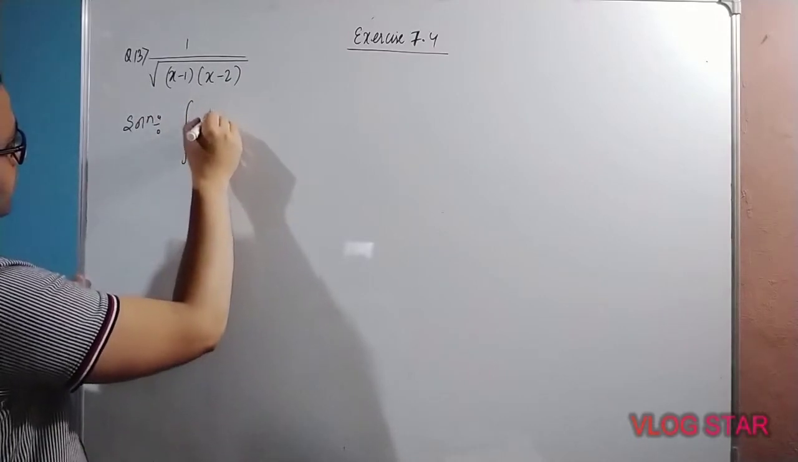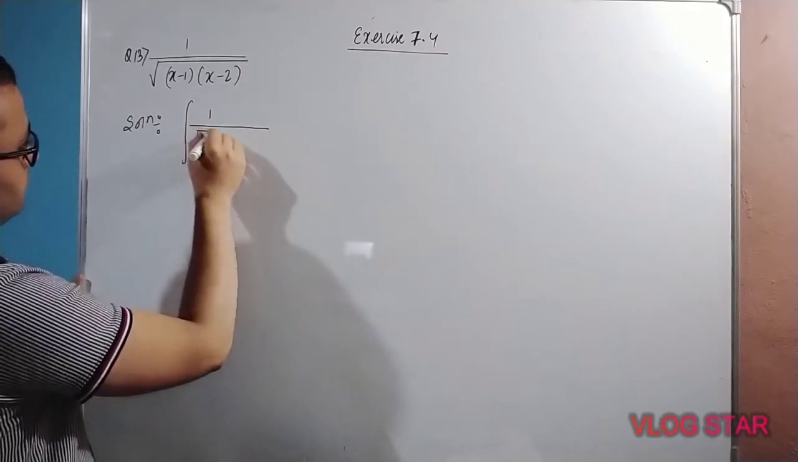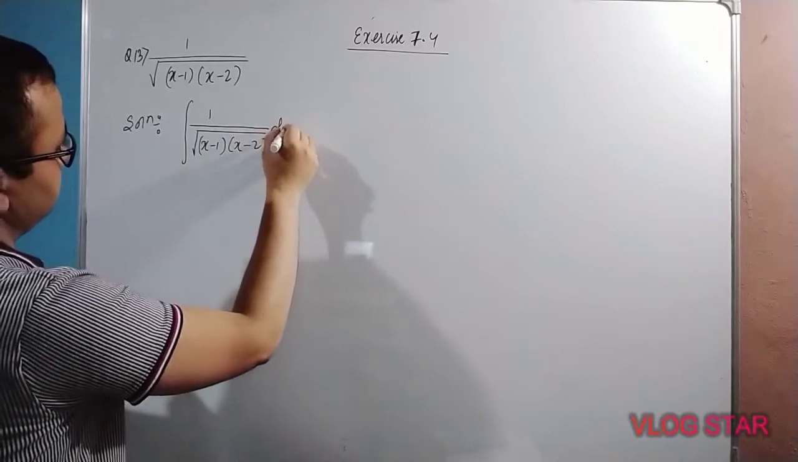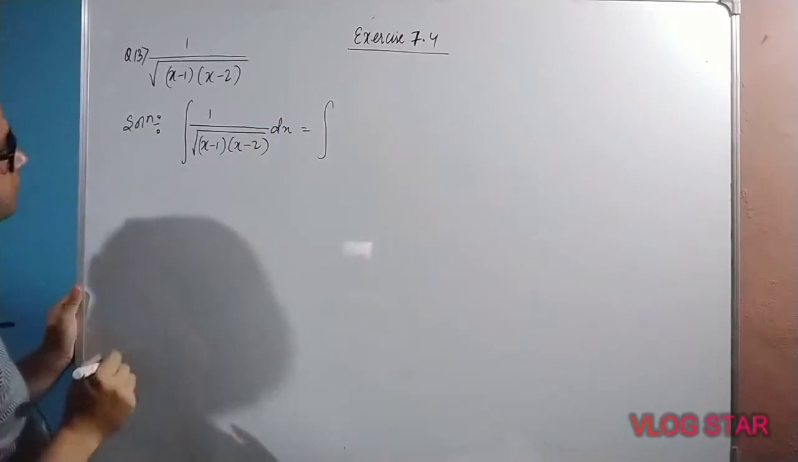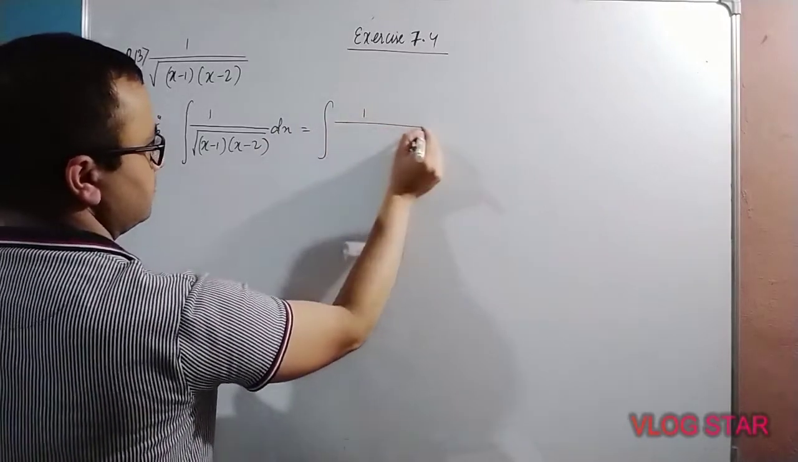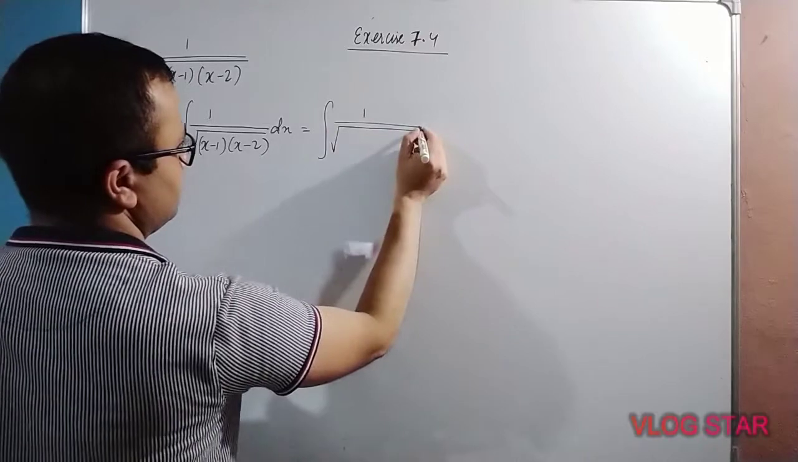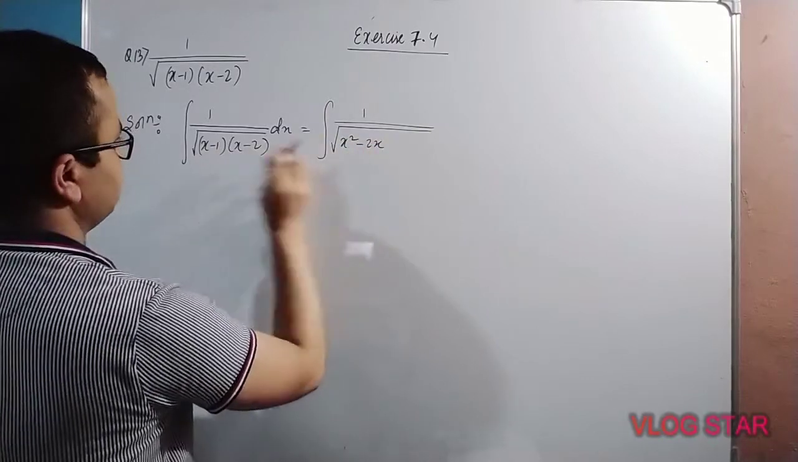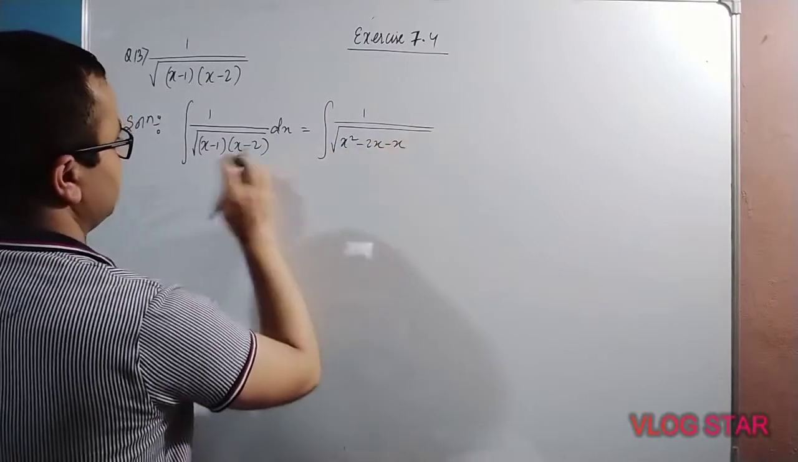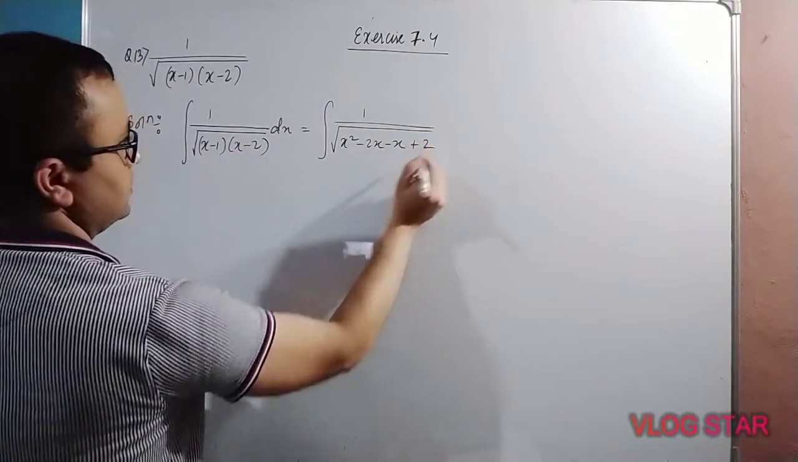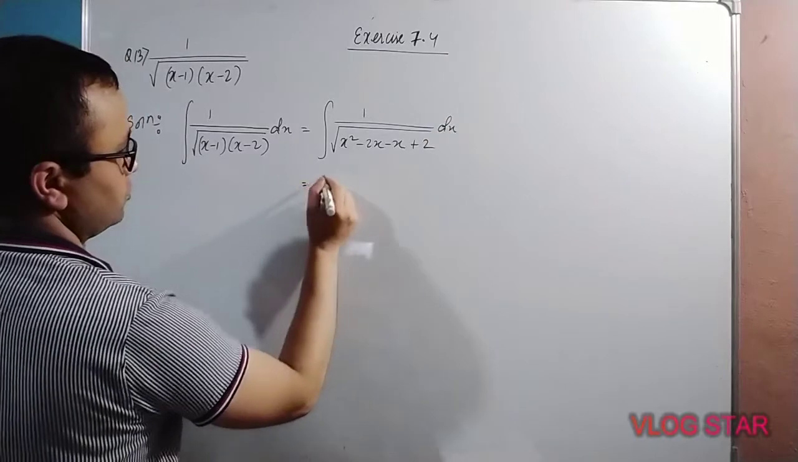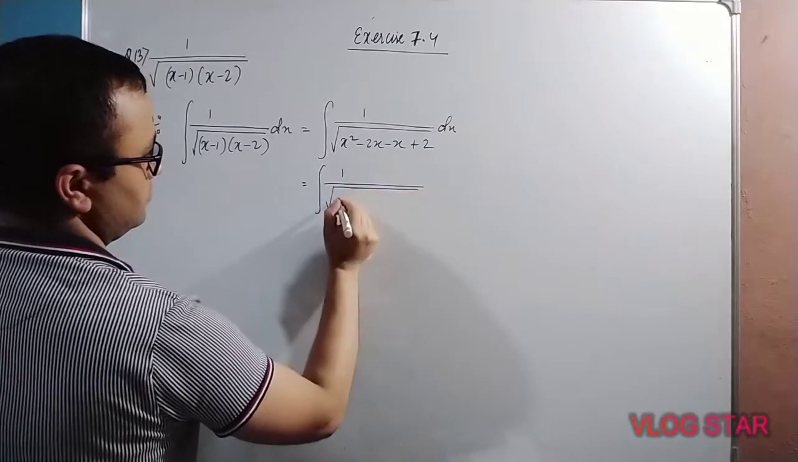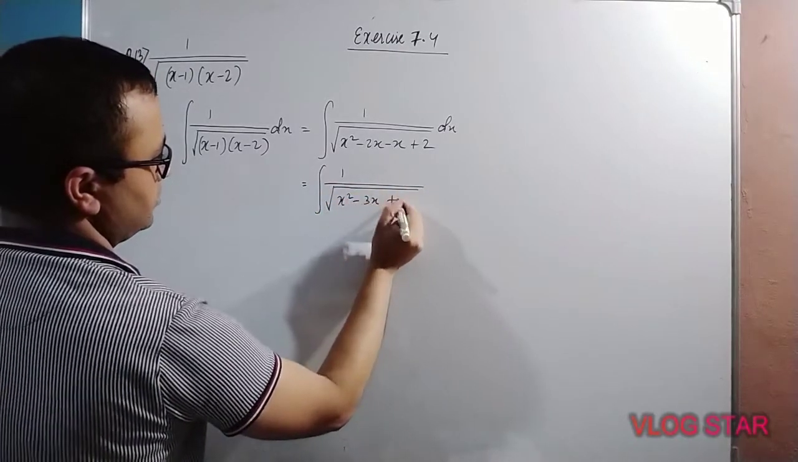So integration of 1 by root under x minus 1 into x minus 2 dx. Now it is in product form. First we have to multiply. So root under x into x is x square, x into 2 is minus 2x, minus 1 into x is minus x, minus into minus plus 2 dx. Now this equals to integration of 1 by root under x square minus 3x plus 2 dx.